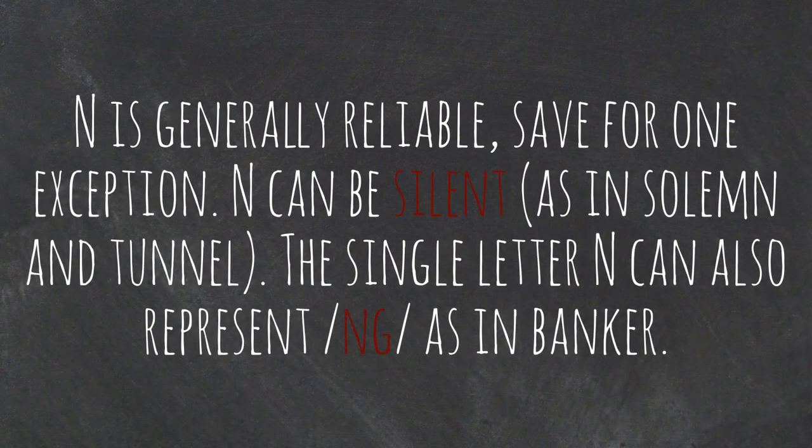When we're thinking about a generalization for N, it is generally reliable, save for one very confusing exception. N can be silent, as in solemn, in which it's preceded by an M, or tunnel, in which 2 like consonants are traveling together. But the single consonant N can also represent ing, as in banker. Hear it? You're going to hear it everywhere now. So, very confusing exceptions for our letter N.